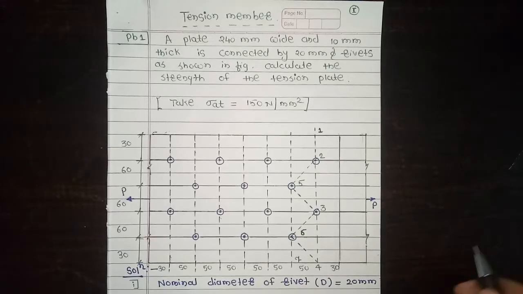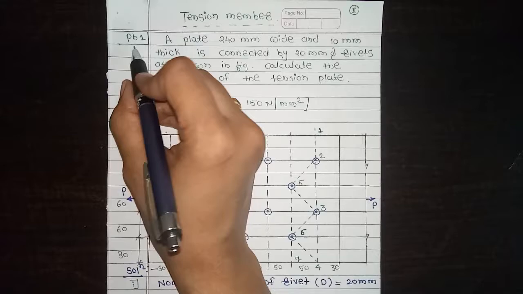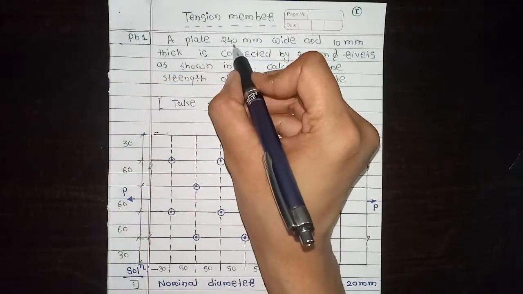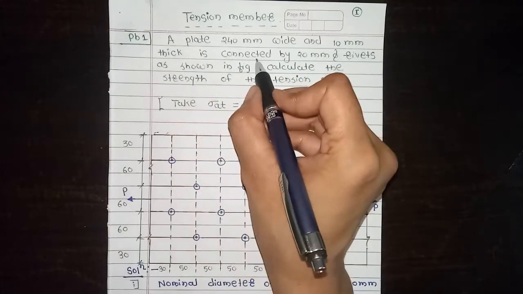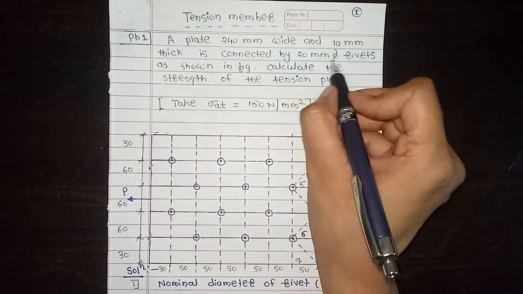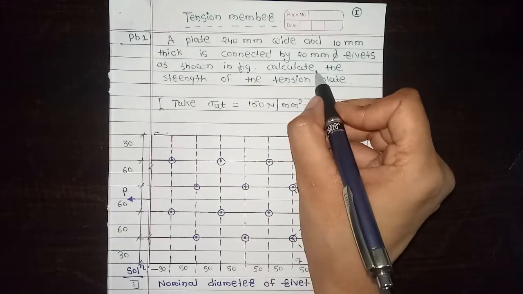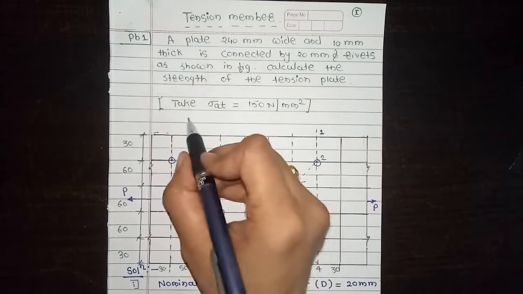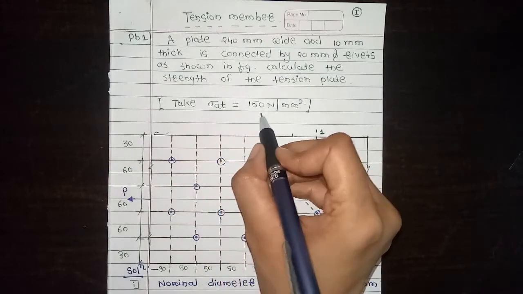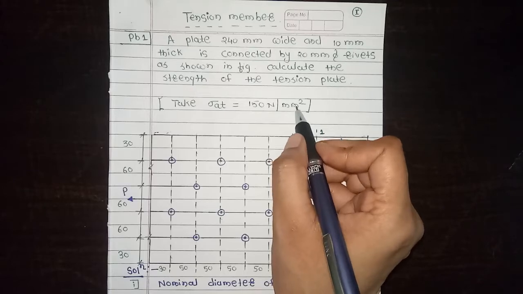Today we will learn numerical based on tension member. First numerical: a plate 240 mm wide and 10 mm thick is connected by 20 mm 5 rivets as shown in figure. Calculate the strength of tension plate. Take sigma_at equal to 150 Newton per mm square.